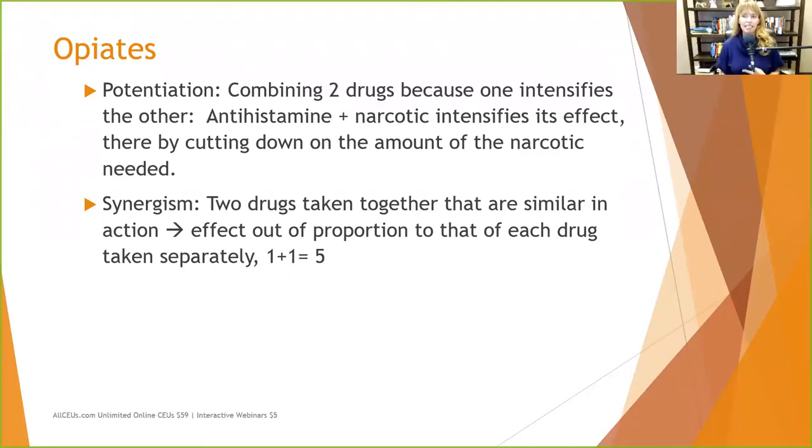Synergism is when two drugs taken together that are similar in action have an effect out of proportion to that drug, such as taking oxycodone. Not a good combination because they will work together to create a much stronger reaction in the person. Now, you don't need to know those two terms. It's just important to know that sometimes one drug will make the other drug a lot more effective, so reduced doses needed, but they can be taken together. Other times the synergistic combination is just explosive, and there's not as much of a way to control it.